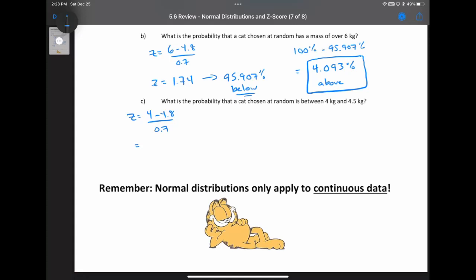And when I punch that into my calculator, negative 0.8 divided by 0.7 is negative 1.14. Again, be careful you're rounding properly on those. And then 4.5 minus 4.8 over 0.7 gives us negative 0.43.